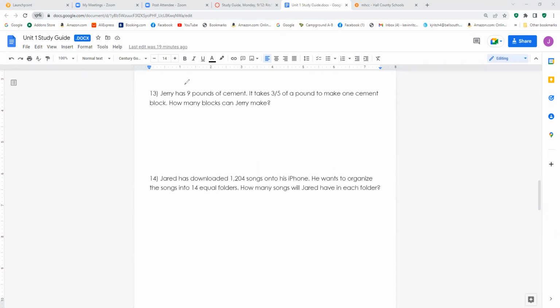Number 13, Jerry has 9 pounds of cement. It takes 3/5 of 1 pound to make a cement block. How many blocks can Jerry make? So basically, we're going to divide 9 pounds by 3/5 of a pound and see how many blocks he can make. All right, so we're going to do 9 over 1. So we're going to keep it, change it, flip it.